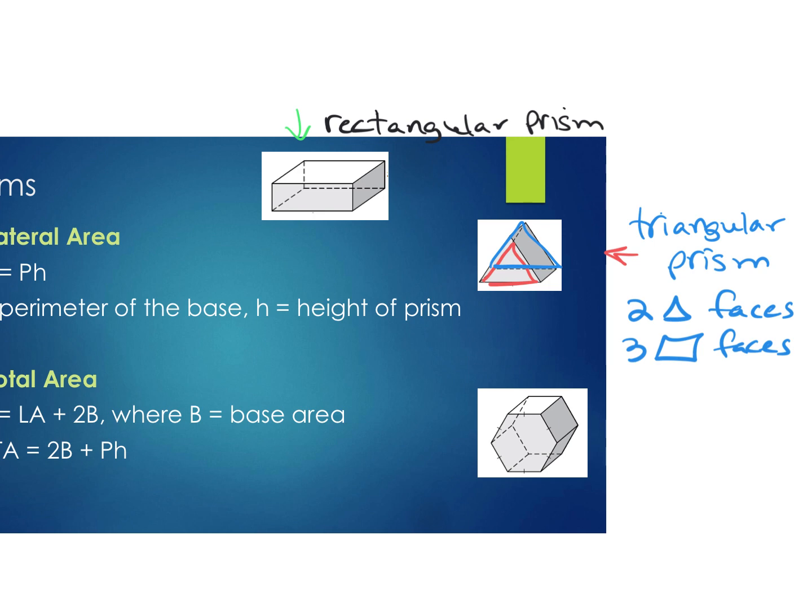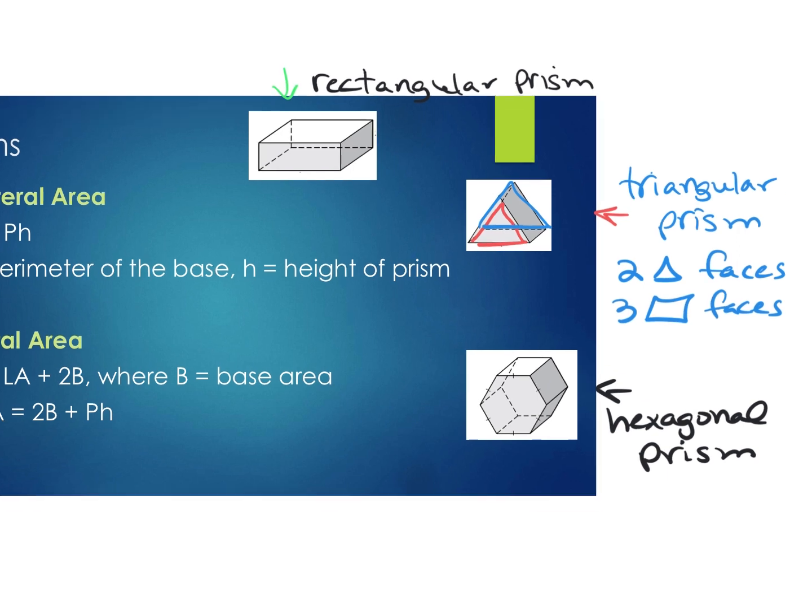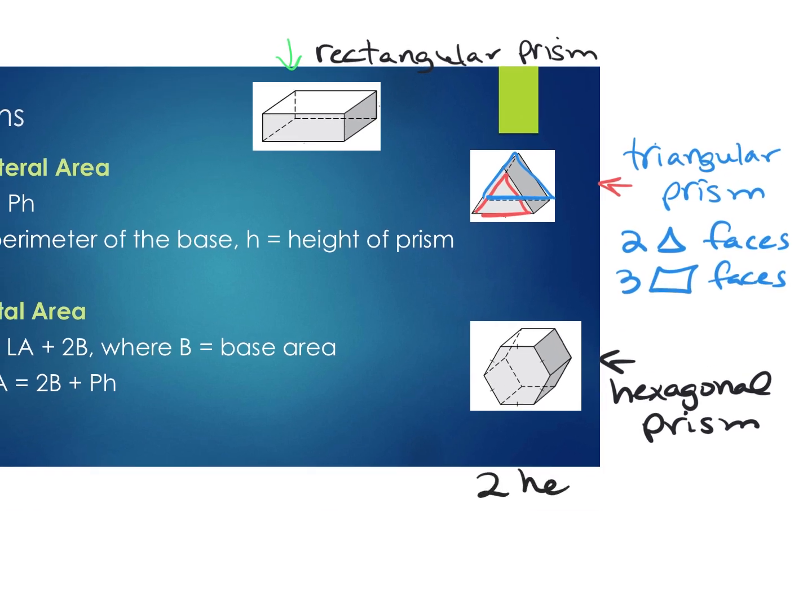And then this bottom one has got 6 sides. It's actually a hexagonal prism. In order to do this one, notice we have 2 hexagon faces, and that's why I named it a hexagonal prism. And then we would have 6 parallelogram or 6 rectangle faces. Again, you can either use the formula or you can find the areas separately.